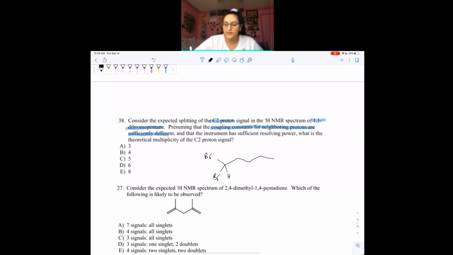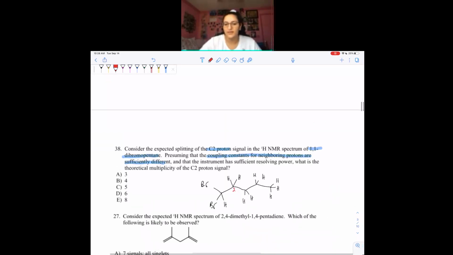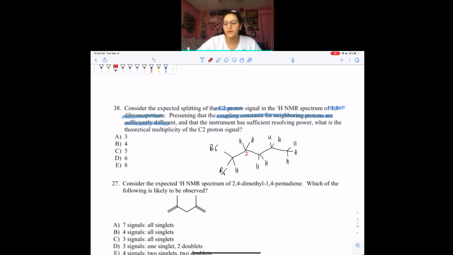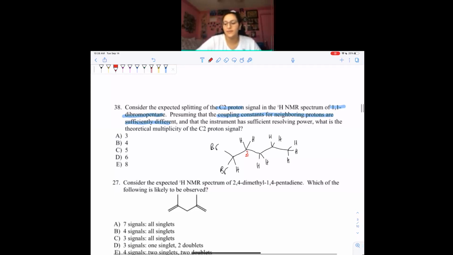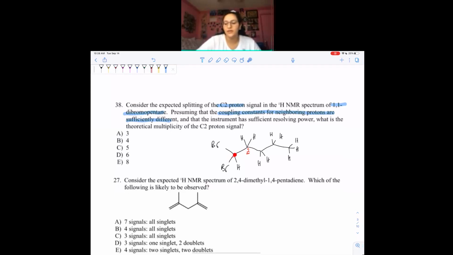Okay, so I'm drawing in these hydrogens for you. Ta-da. So carbon 1 is going to be the one with the 2 bromines. So this is carbon 2. Sorry about that. So carbon number 2 versus carbon number 1 and carbon number 3, those are going to have different J values, right? We're just going to pretend.